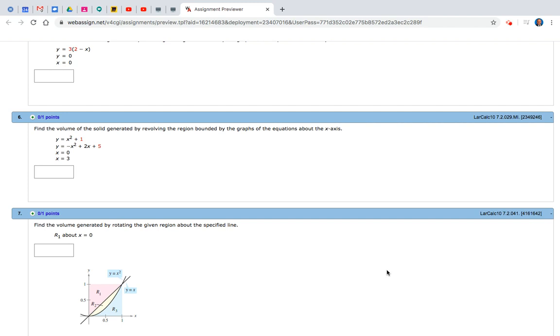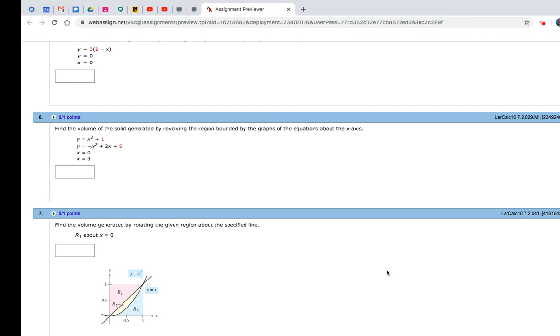All right, so let's look at number 6. It says, find the volume of the solid generated by revolving the region bounded by the graphs of the equations about the x-axis. So we have 4 different graphs, per se, that are going to create this bounded region, and then we're going to revolve it around the x-axis. So let's go ahead and begin, okay?